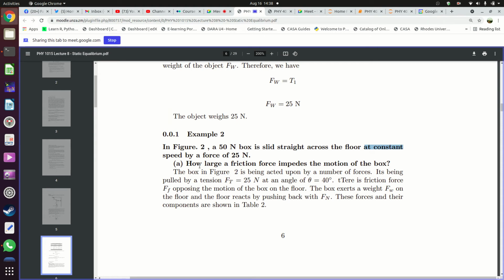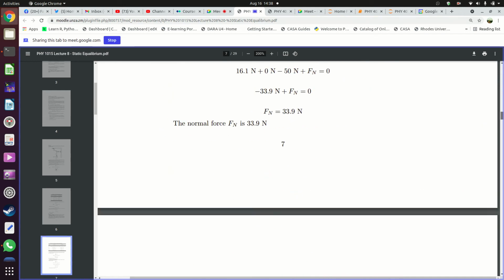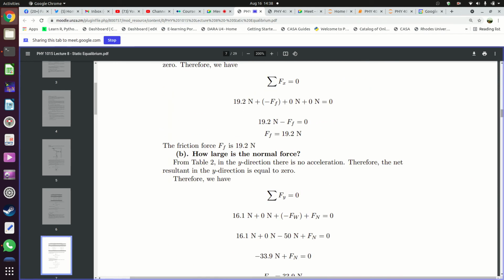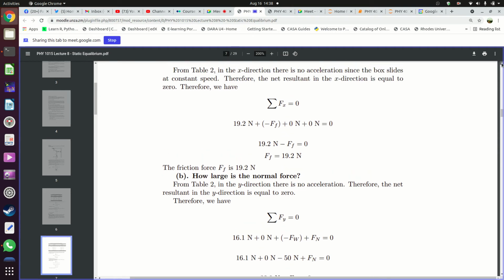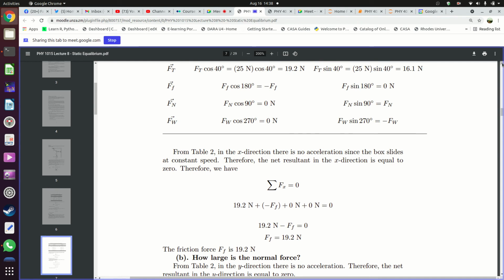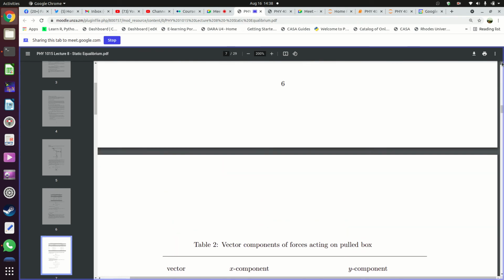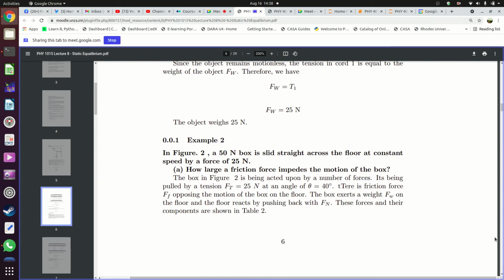So the question is, how large a friction force impedes the motion of the box? And how large is the normal force? So where is this particular box which we are interested in? Figure 2.